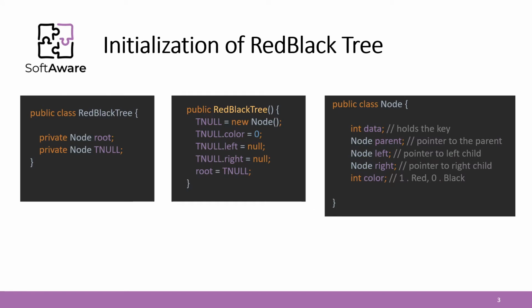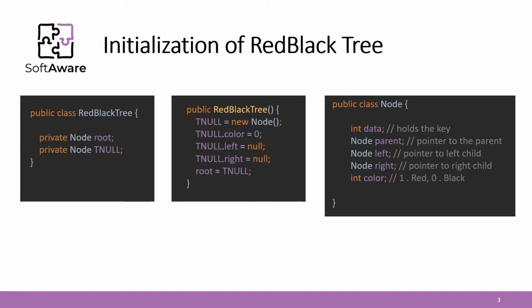At the initialization part, we have a node class which is used to create nodes for our red-black tree. Unlike in other binary search trees, the node class holds an additional variable of color, where 0 means black and 1 means red. The red-black tree class has two instance variables, root and tnull.